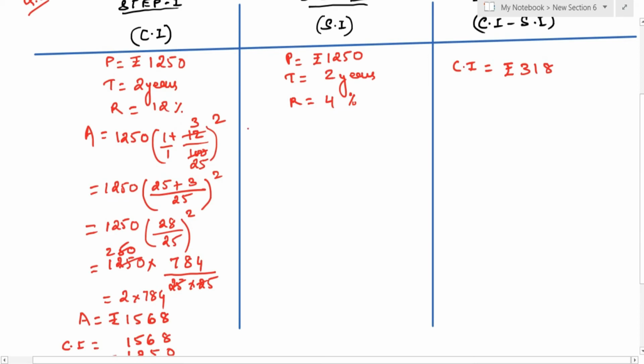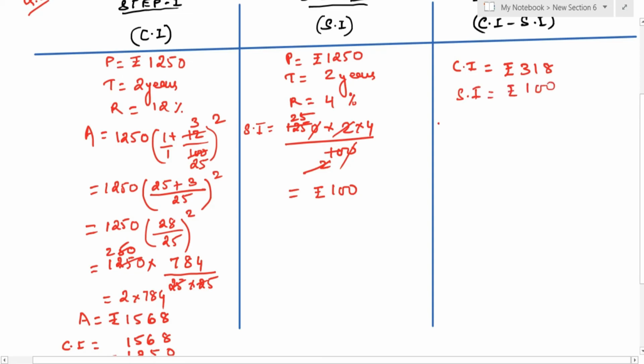For SI, you know that it is a simple formula, SI equals 1250 into 2 into 4 by 100. 0, 0 will get cancelled. 5 2s are 10, carry forward 2, 5 5s are 25, 5 2s are 10, 2 and 2 will get cancelled. And 25 4s are 100. So we got our SI as rupees 100.